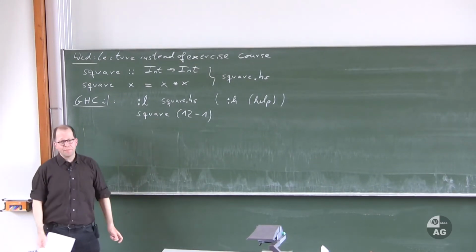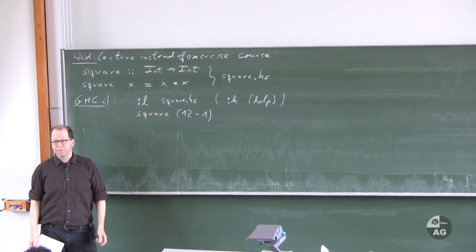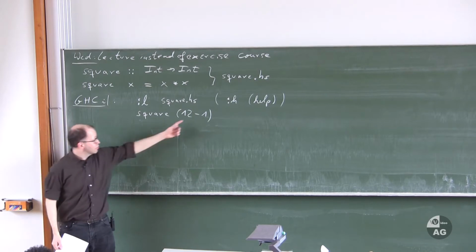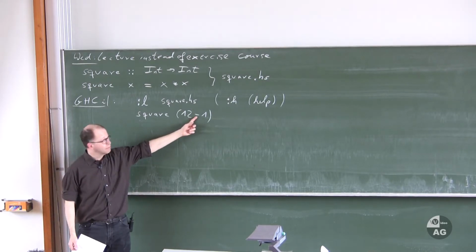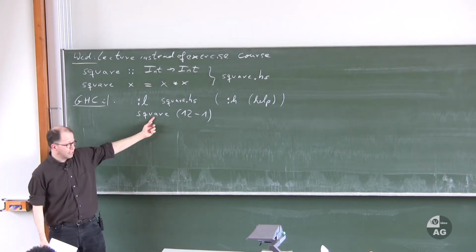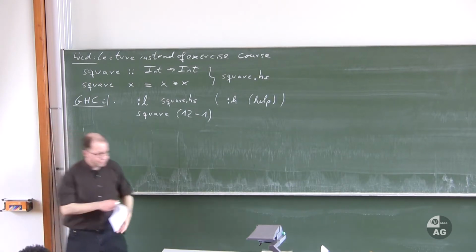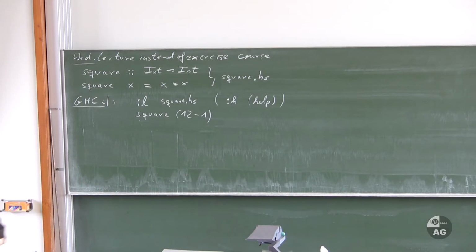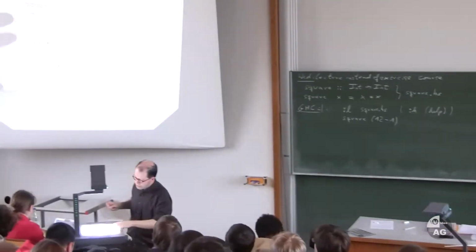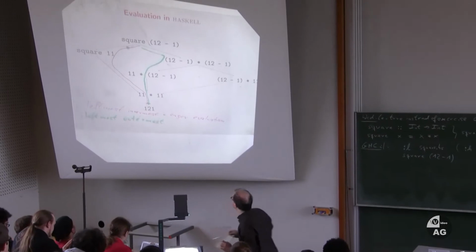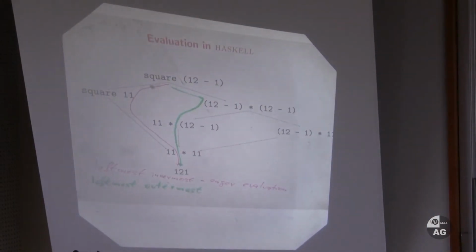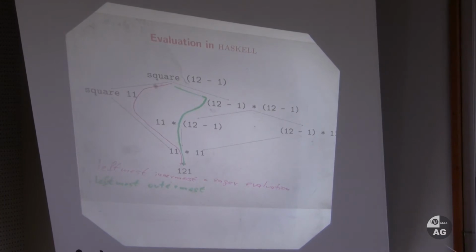Now what happens if you type in square of 12 minus 1? It's not completely clear how to evaluate an expression like this, because you could start here and start evaluating minus, or you could start here and start evaluating square. So to look at all the possible evaluation sequences, I prepared this slide. And the slide describes what we can do if we want to evaluate square of 12 minus 1.